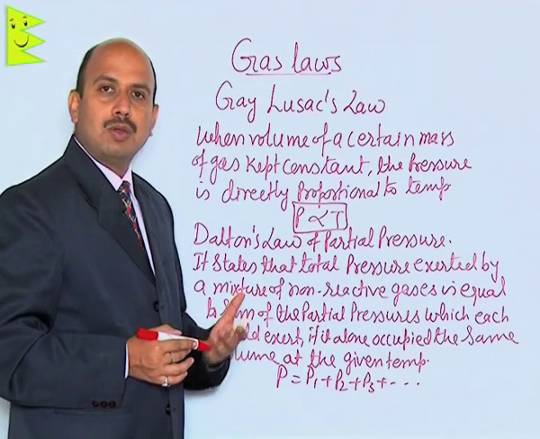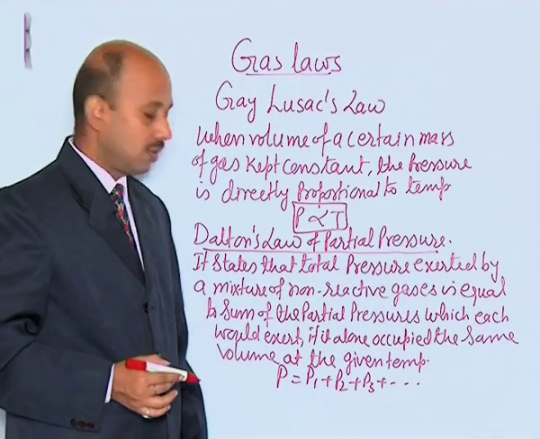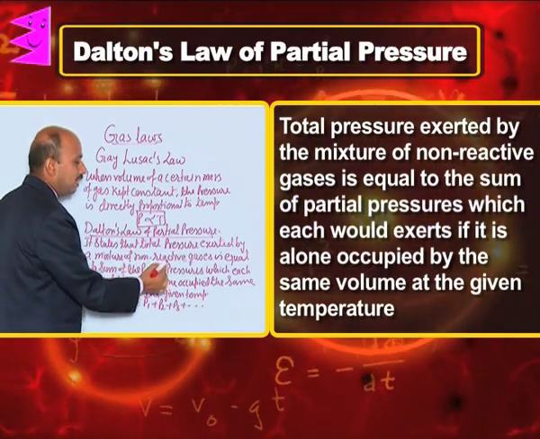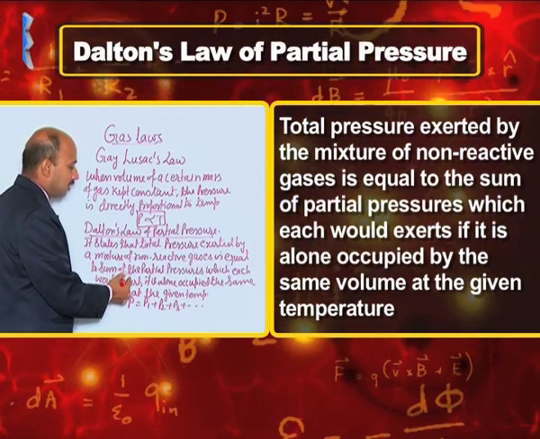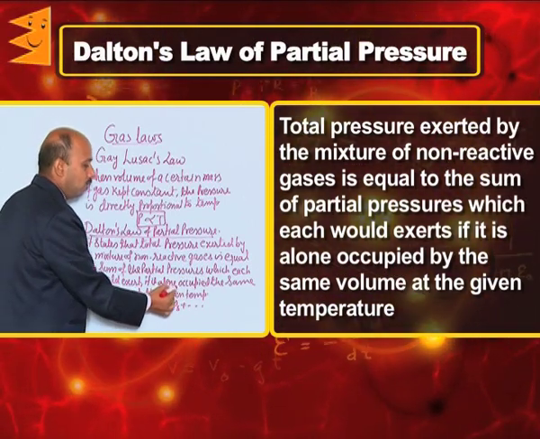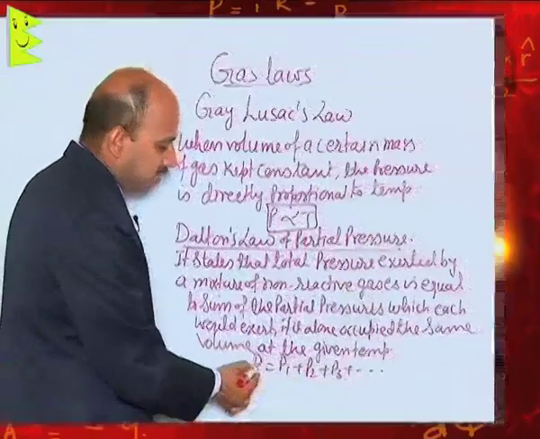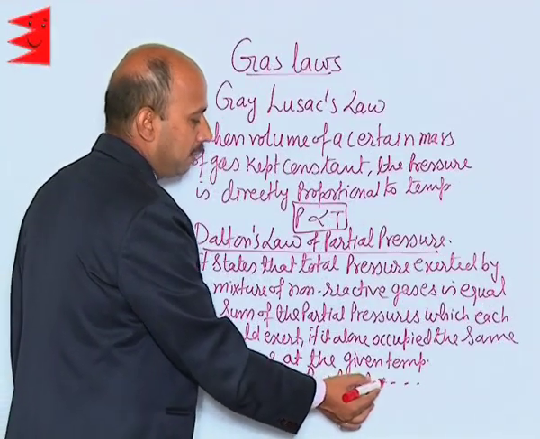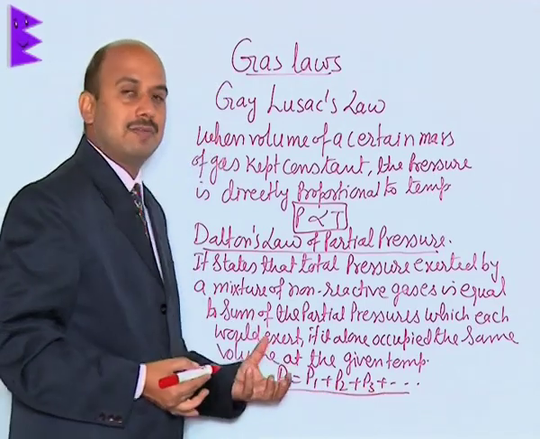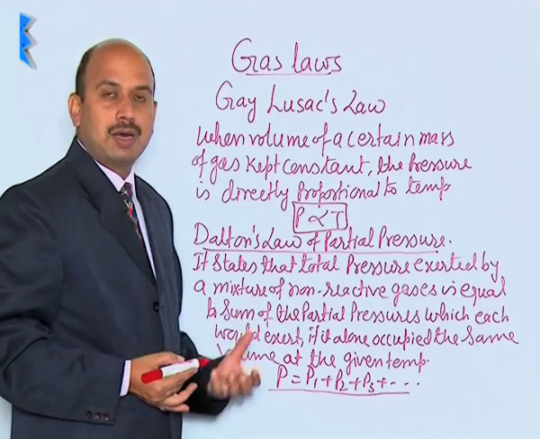Now the next one is also about pressure. This is Dalton's law of partial pressures. According to this law, the total pressure exerted by a mixture of non-reactive gases is equal to the sum of the partial pressures which each would exert if it alone occupied the same volume at the given temperature. So P is equal to P1 plus P2 plus P3 plus so on. This is the total pressure exerted by a mixture of all non-reactive gases. So this is Dalton's law of partial pressures.